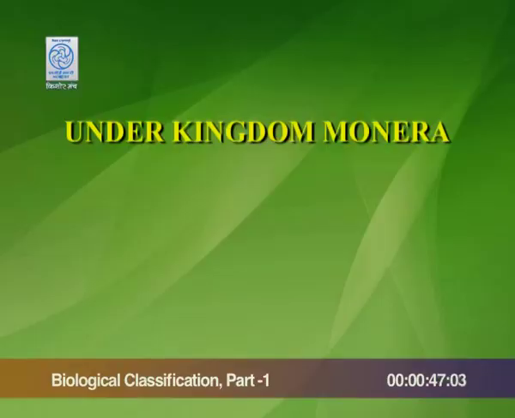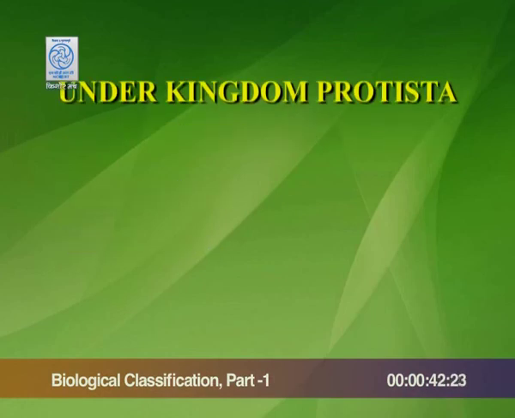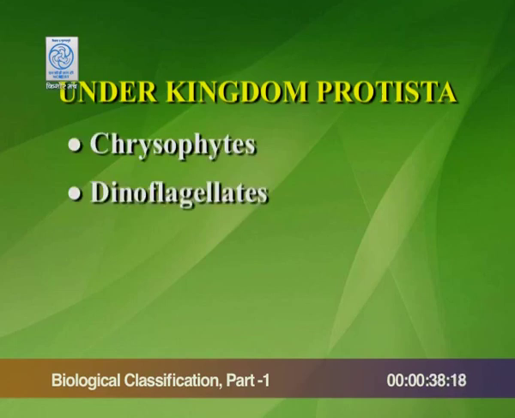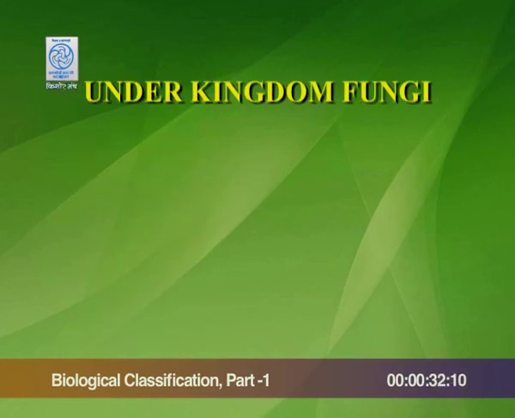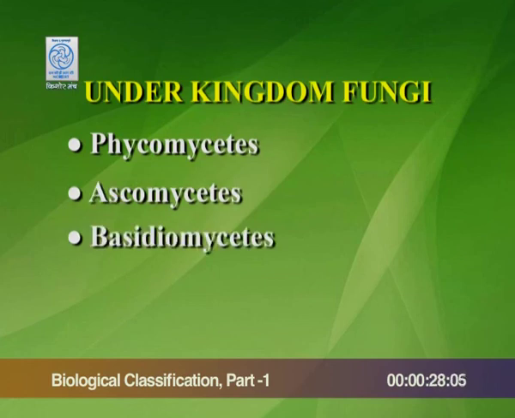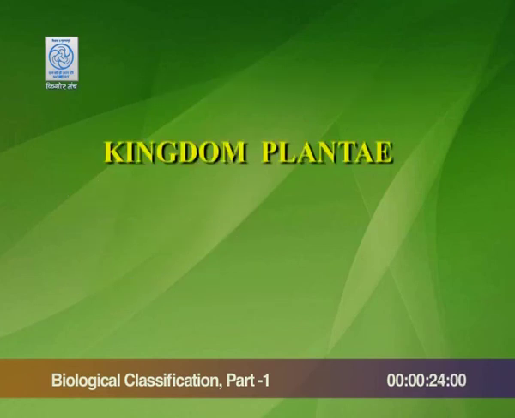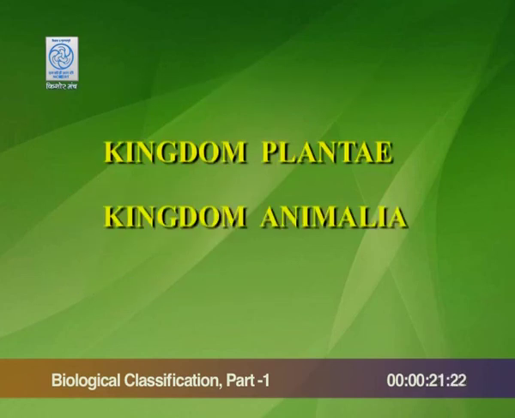Kingdom Monera: Archaebacteria, Eubacteria. Under kingdom Protista, we studied chrysophytes, dinoflagellates, euglenoids, slime molds, protozoans. Under kingdom Fungi: Phycomycetes, Ascomycetes, Basidiomycetes, Deuteromycetes, and the kingdom Plantae and Animalia.